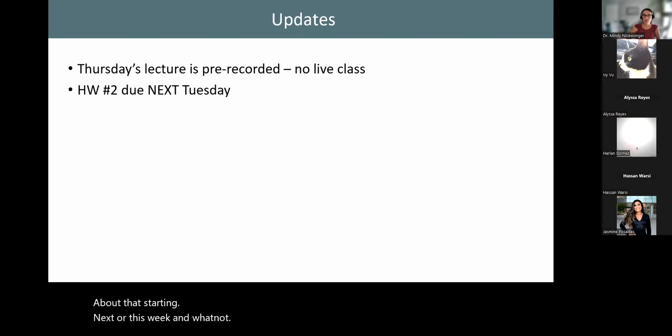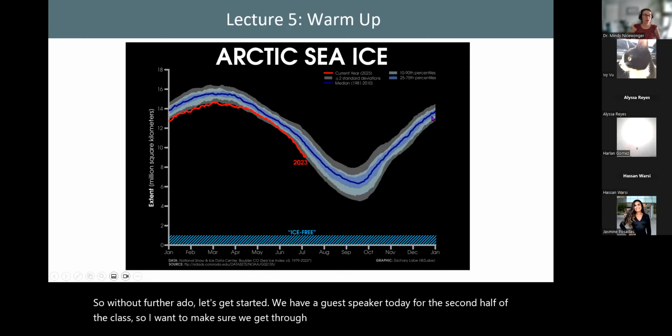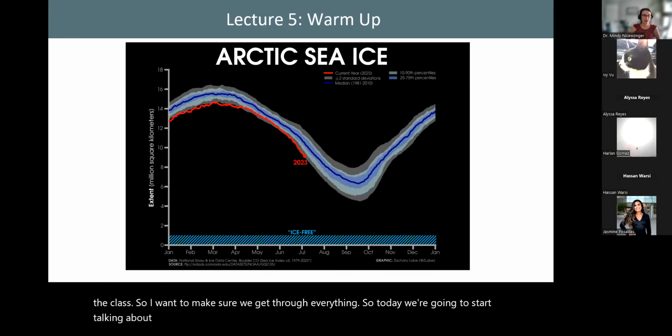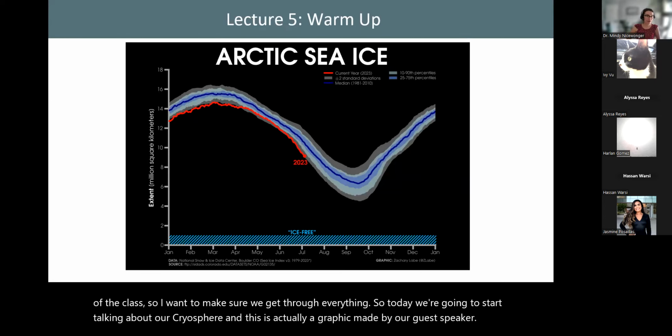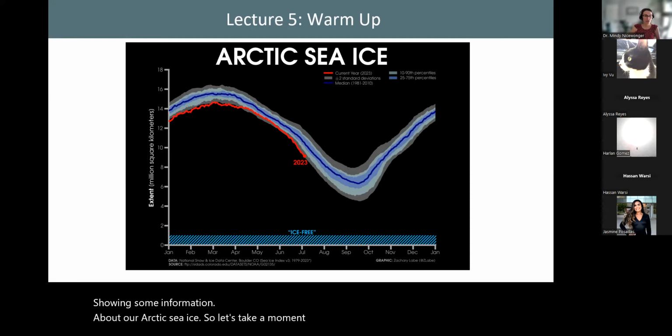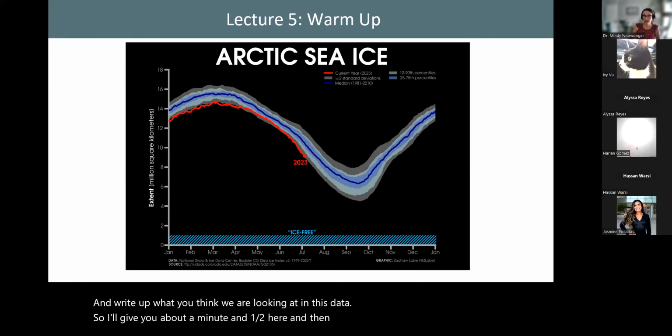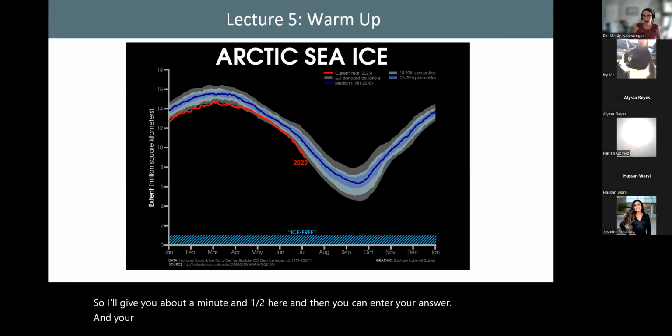Okay, so without further ado, let's get started. We have a guest speaker today for the second half of the class, so I want to make sure we get through everything. Today we're going to start talking about our cryosphere. This is actually a graphic made by our guest speaker showing some information about our Arctic sea ice. Let's take a moment to look at this data and this figure and write up what you think we are looking at. I'll give you about a minute and a half, and then you can enter your thoughts into the chat.